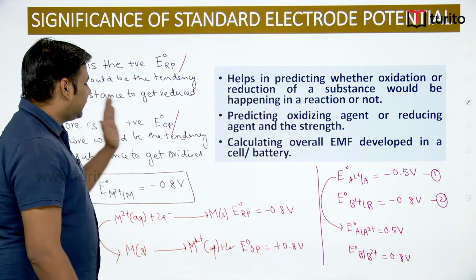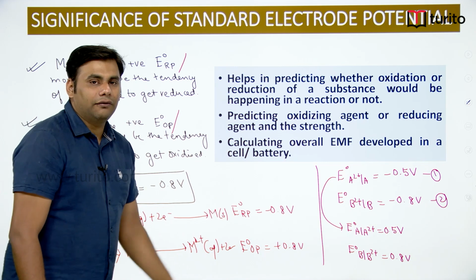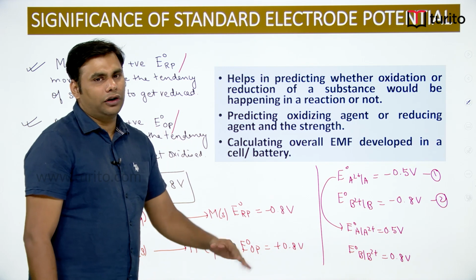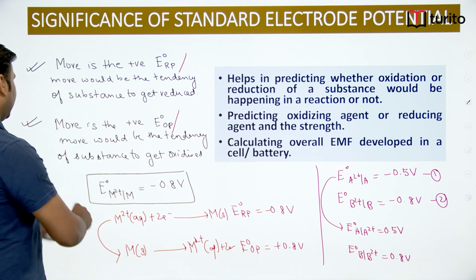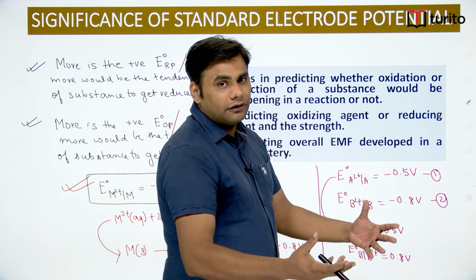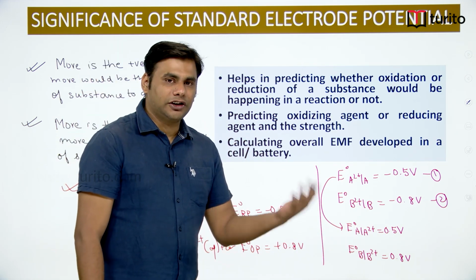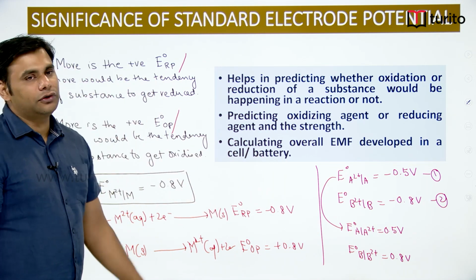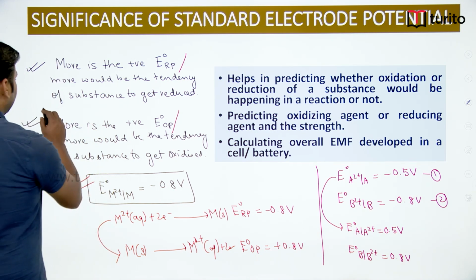So just by looking at the reduction potential data, we can predict whether the oxidation of the substance or the reduction of the metal ion or the other species is happening or not. So just look at the data. If the oxidation potential is more positive, then the tendency to get oxidized is more. If the reduction potential is more positive, then the tendency to get reduced is more. Hope this point is clear to you.